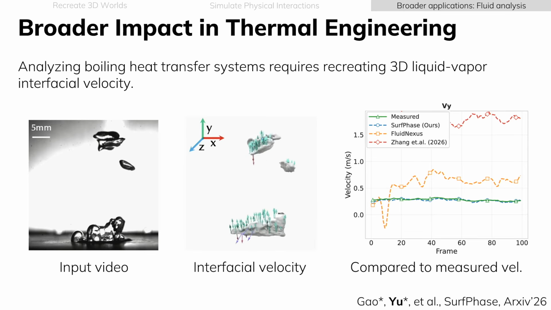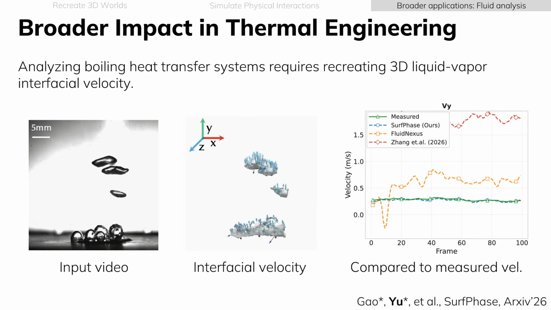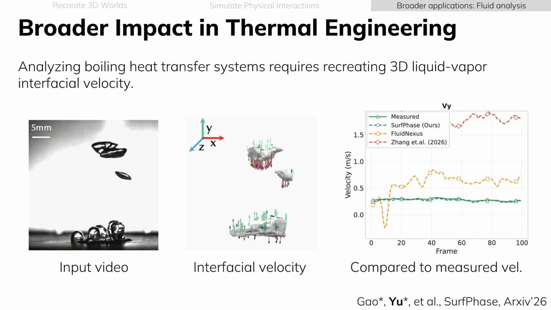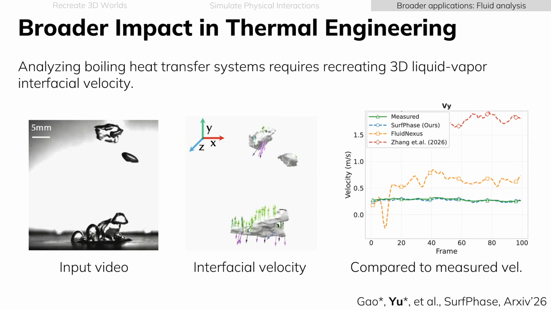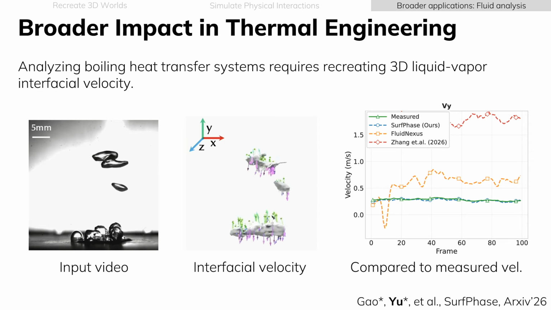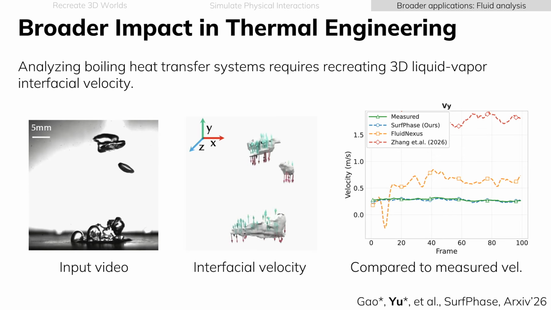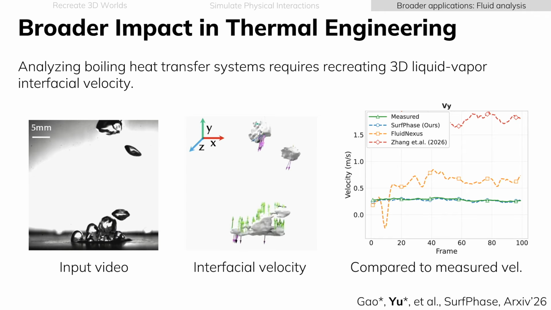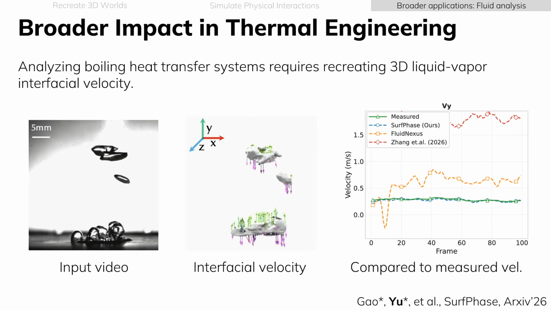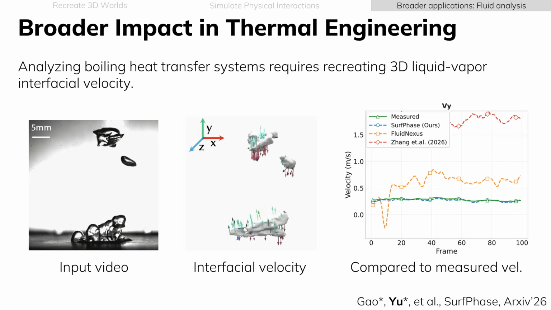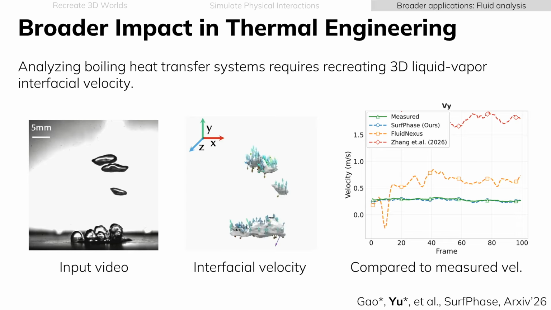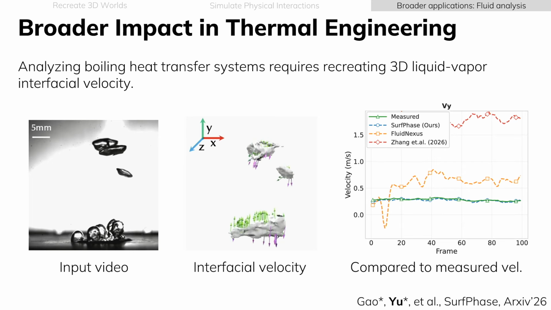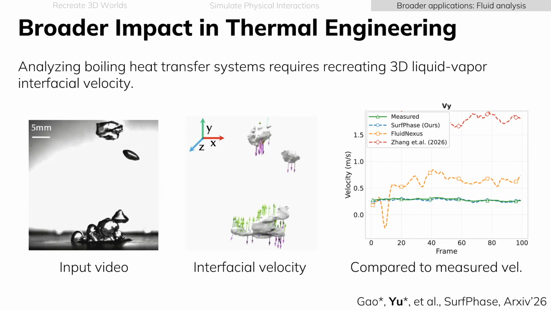And one important point is to validate it. So we actually derive a bubble velocity, that is a global metric, from our recovered interfacial velocity. And we find that this derived quantity actually matches the physically measured bubble velocity very well. So you can see this curve aligns very well on the right-hand side figure. Now, this is very important because that creates trust in the results that we have.